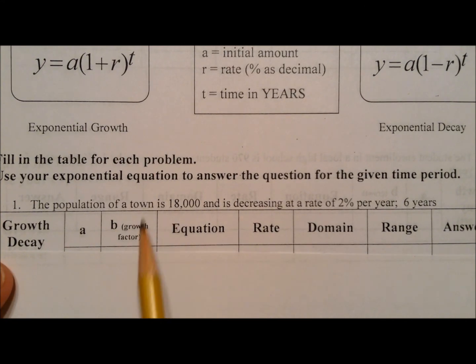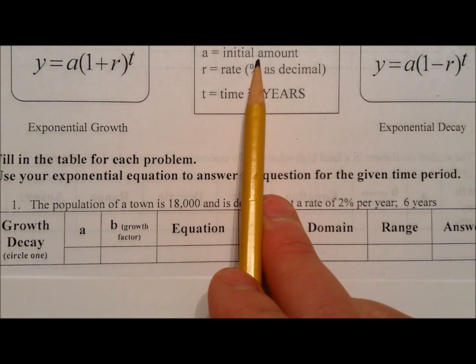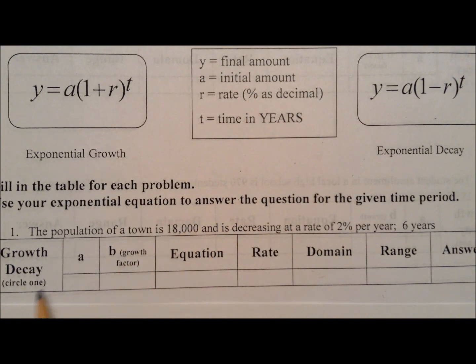Here we go. The population of a town is 18,000. Does that tell me that's the initial amount right here? 18,000. So I'm going to come over here and squeeze in 18,000. I know my blanks are a little small, sorry about that. And it is decreasing at a rate of 2% a year. So if we look over here, it says we're decreasing. That's pretty obvious right there. Decreasing is decay. So over here where it says to circle one of these, decreasing means that we're decaying.